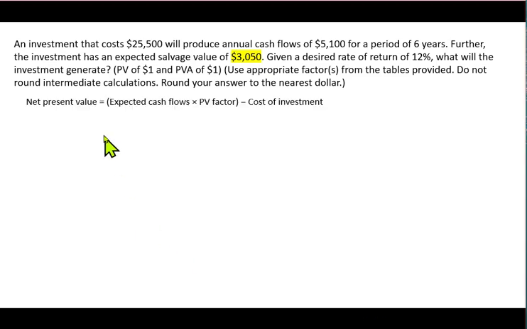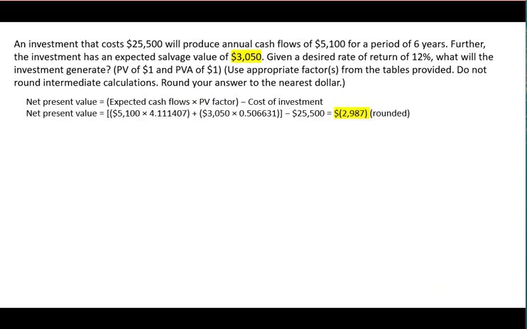So net present value is equal to the expected cash flows times the present value factor minus the cost of investment. And we've got expected cash flows are going to be $5,100 times a table value based on the present value of an annuity, which will be based on 6 periods at 12%, which is 4.111407. And we're going to add to that another cash flow that's going to come back to us, which is selling this investment at the end of its life for $3,050.